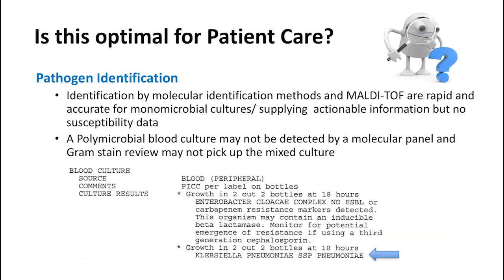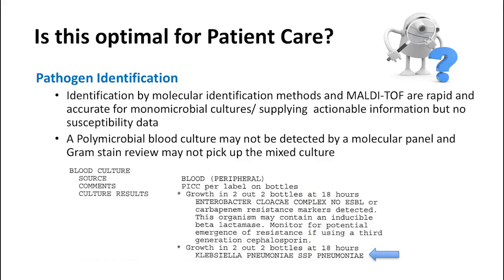Well, our pathogen identification really was quite rapid. We had identification by molecular identification methods. We also had MALDI-TOF that provided rapid methods. But sometimes we got into situations such as shown here, where we had a polymicrobial blood culture, where the resistance marker was detected, the Enterobacter cloacae was detected by a resistance and ID method, but it did not detect the Klebsiella pneumoniae. That came out about 18 hours later. So it was like, surprise. Yes, we thought perhaps it only had an Enterobacter cloacae, but now we also have a Klebsiella pneumoniae.